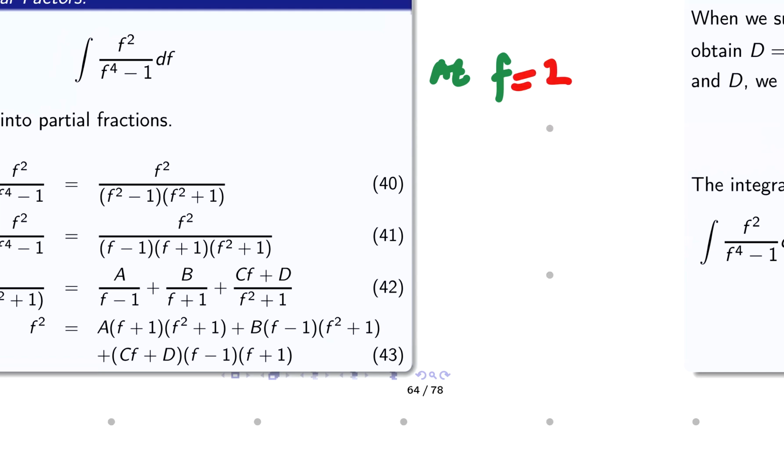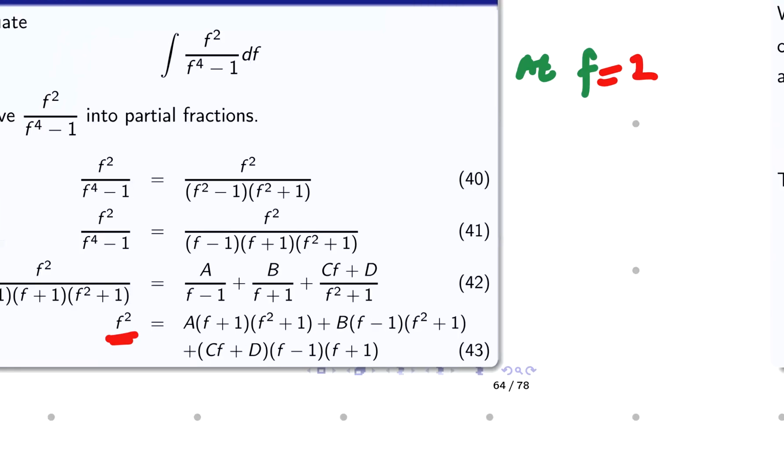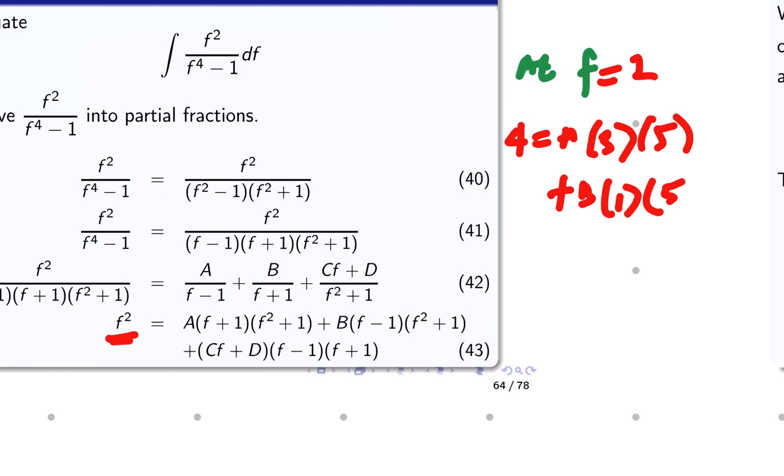f squared on the left hand side, that'll be 2 squared, which is 4. On the right hand side, that'll be a into 2 plus 1 is 3, 2 squared is 4 plus 1, 5. Then plus b, f minus 2 minus 1 is 1, 2 squared plus 1, that's 5 again. Then cf, that is 2c plus d. Then 2 minus 1 is 1, 2 plus 1 is 3. So we have 4 again equals 15a plus 5b.